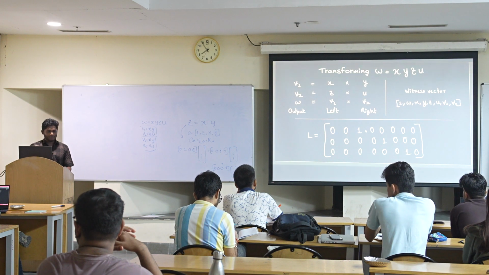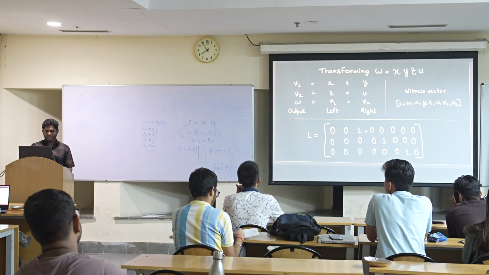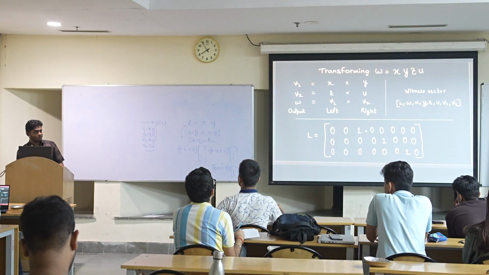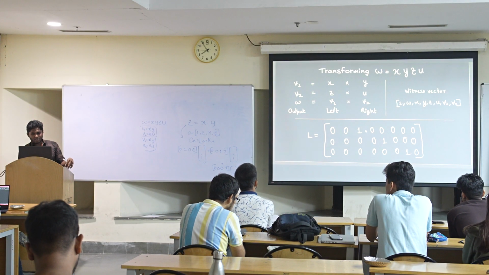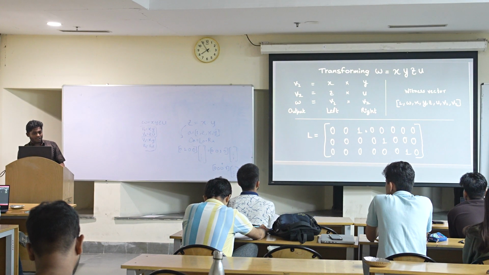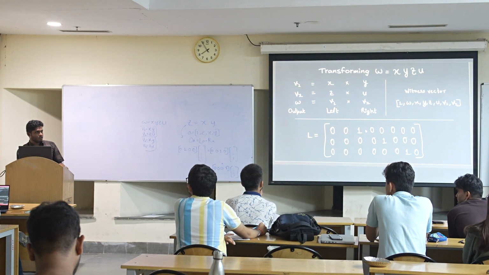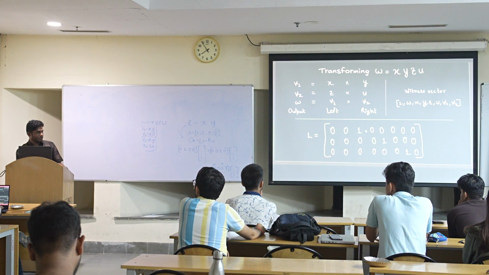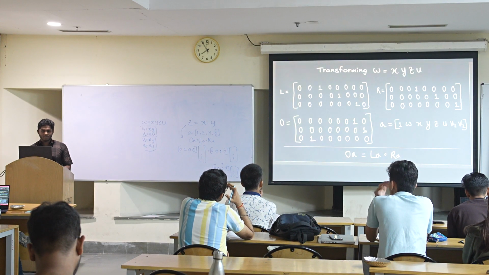So for the first equation, the first row, we have to just place the index of X as 1 and the rest others as 0. And for the second equation, we have to place the index of Z as 1 and the rest others as 0. And for the third equation, we have to place the index of V1 as 1 and the rest others 0. Is this clear? Okay, let's move forward.